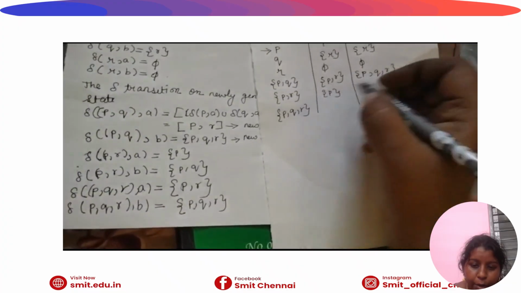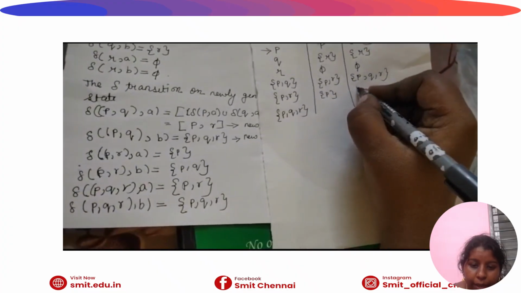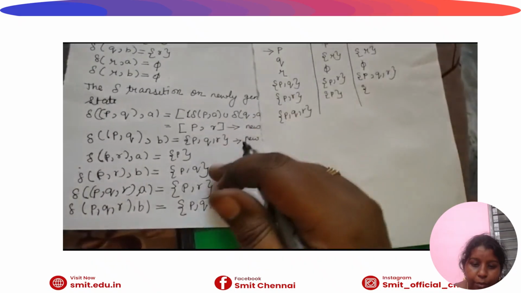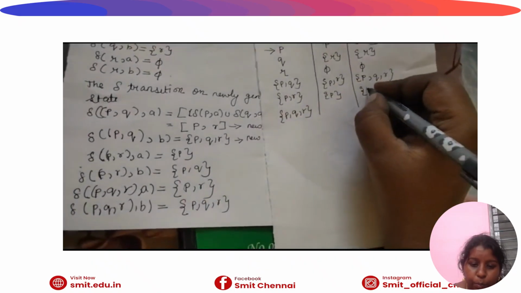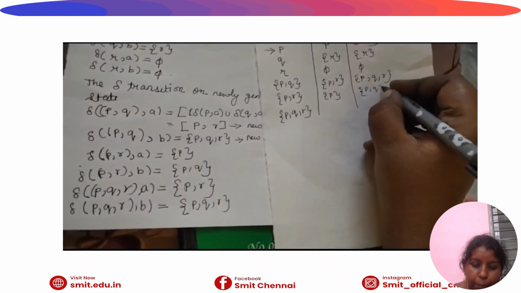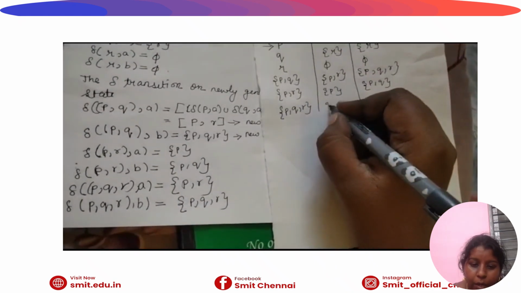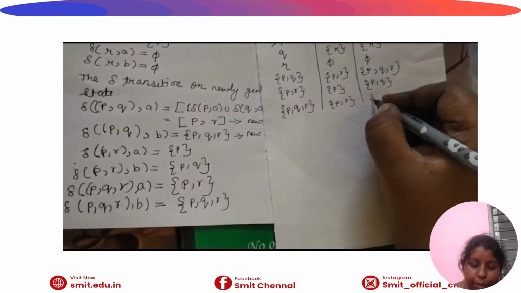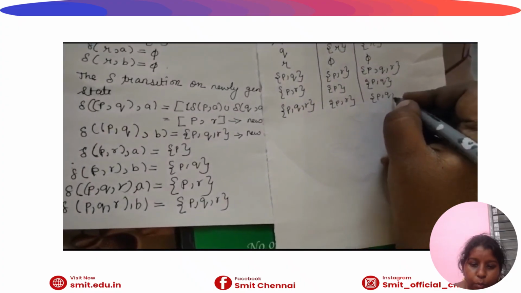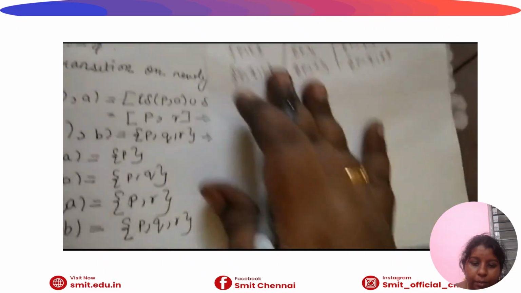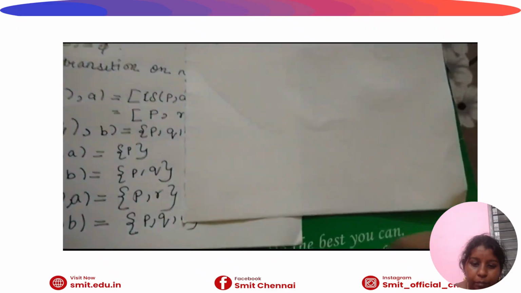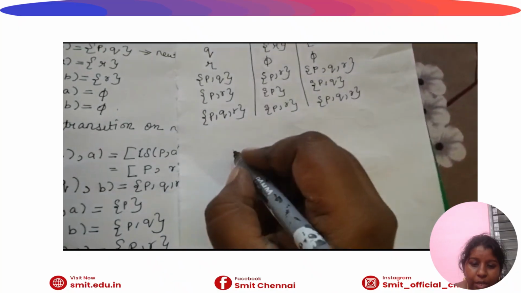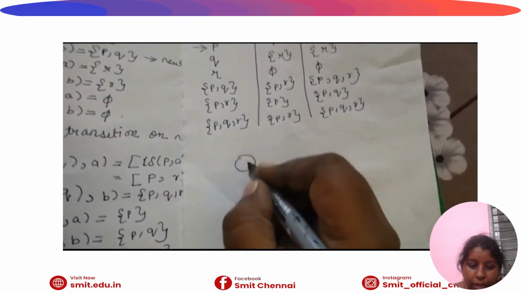P comma R, for the input A it goes to P, and for the input B it goes to P comma Q. P comma Q comma R, for the input A it goes to P comma R, and for the input B it goes to P comma Q comma R. Now we are going to draw the transition diagram.